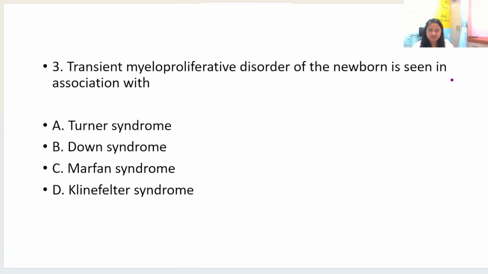Transient myeloproliferative disorder of the newborn is seen in association with, your options are Turner syndrome, Down syndrome, Marfan syndrome and Klinefelter syndrome. So this transient myeloproliferative disorder is seen in Down syndrome. Okay, 10% of newborns with Down syndrome can have transient leukemia, which is this transient myeloproliferative disorder of newborn, and that can present with anemia.